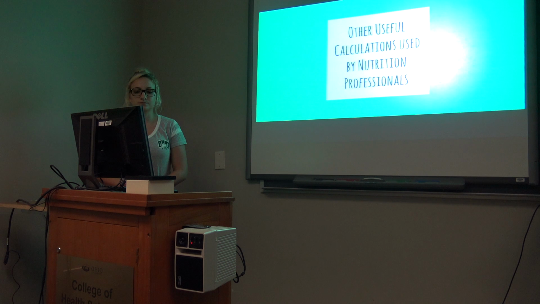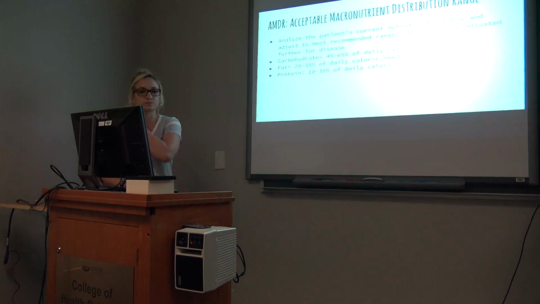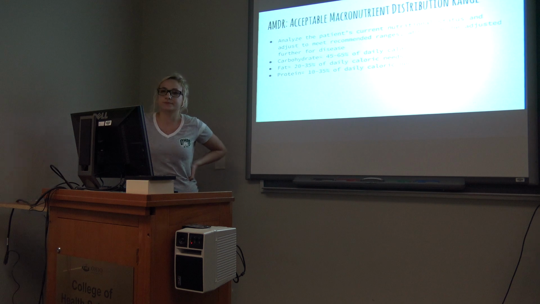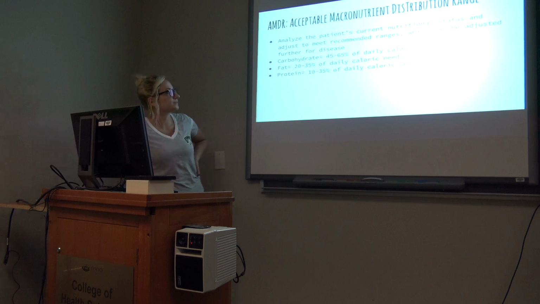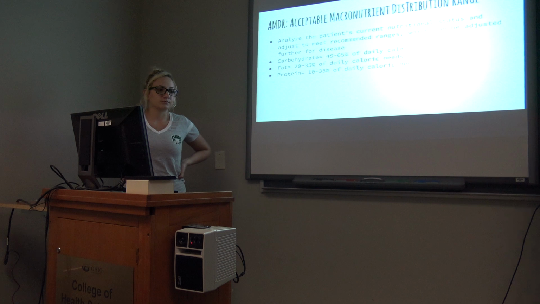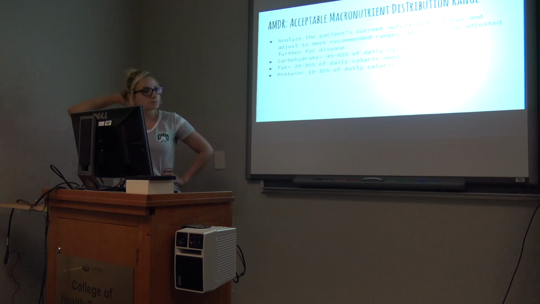So the next step on that piece of paper is your AMDR, which stands for acceptable macronutrient distribution range, and this is figuring out how many carbs, fats, and proteins you need. If you just take whatever number the app spat out at you and you multiply it by these percentages, you get how much you should need for carbs, fats, and protein.